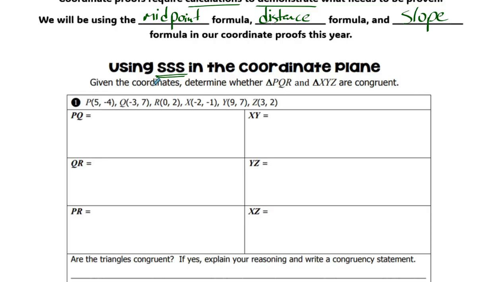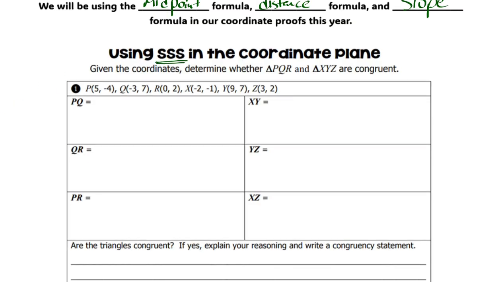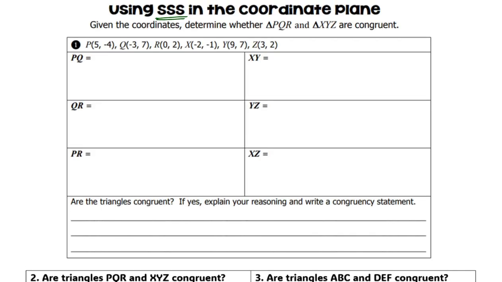So we're using side, side, side in a coordinate proof to show that all three of our sets of sides are the same. So we're going to use the distance formula a lot in this first one. We don't actually only have to use side, side, side. This is just the first example. We could use all the other congruency theorems too. We'll show that in a second. But for right now, we're just dealing with side, side, side. So that means we want to show three pairs of sides are the same length. So we're going to find the length of PQ.